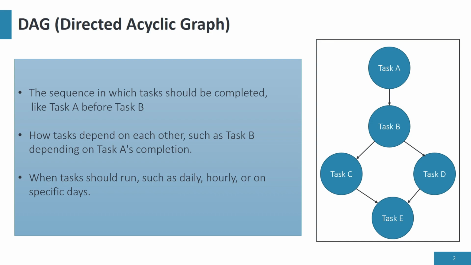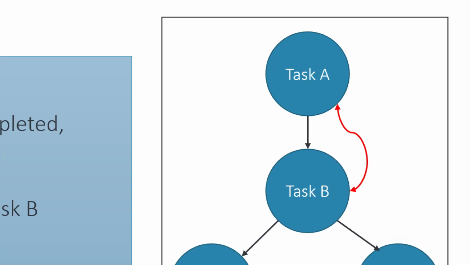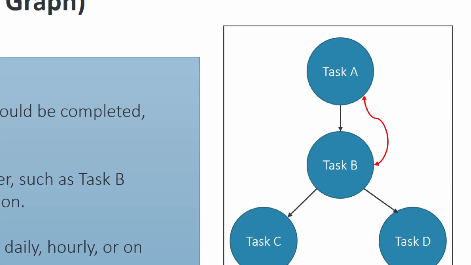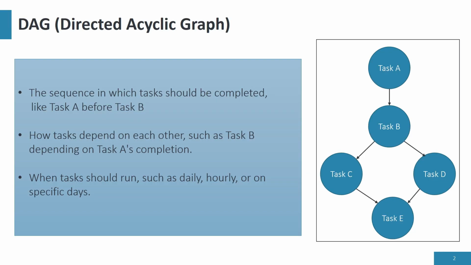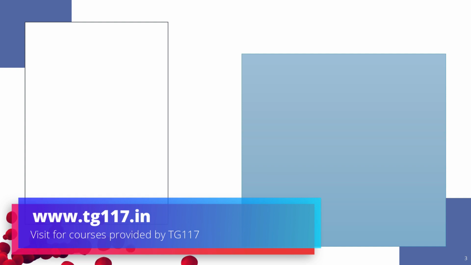We call this DAG because it moves in one direction and cannot form cycles, like task B is depending on task A and task A is depending on task B. It never happens. Think of DAG as your project plan that Airflow follows to make sure tasks are done correctly and on time. The second component of Airflow is task instance.